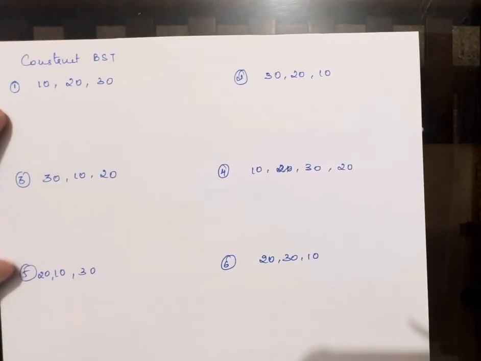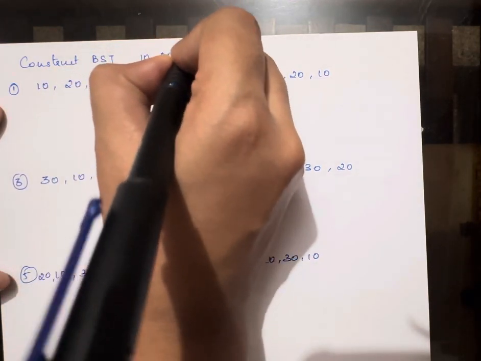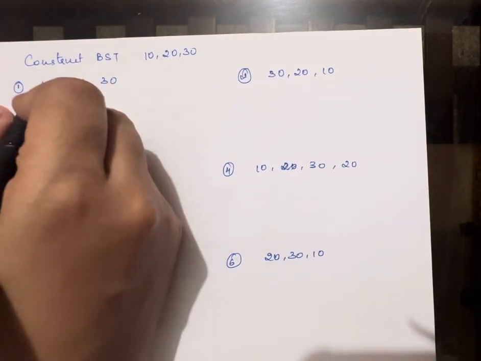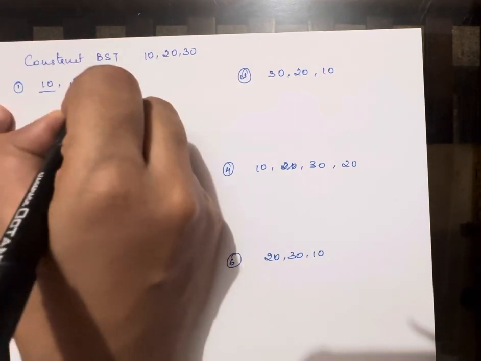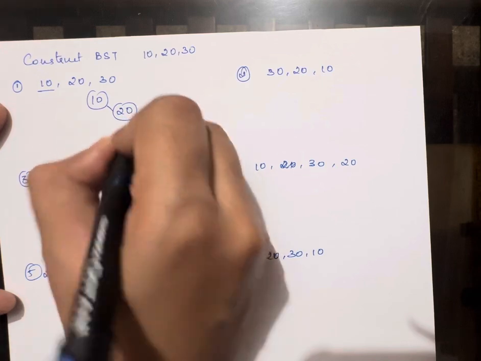Next, to construct a binary search tree of the keys 10, 20 and 30 in different orders of the keys. So first we'll take 10, 20 and 30. 10 will be the root node, 20 is greater than 10 and 30 is also greater than 10.